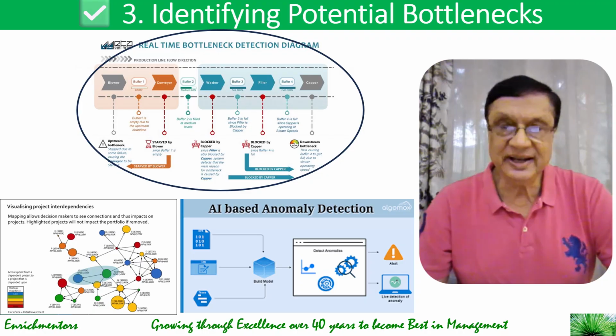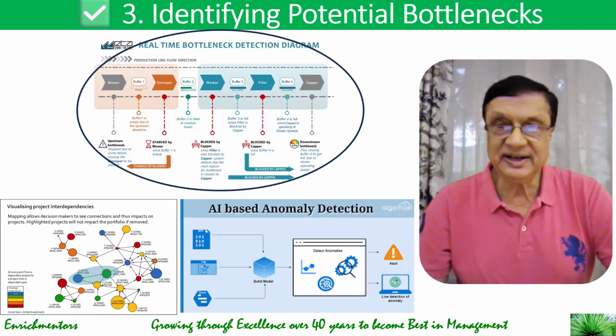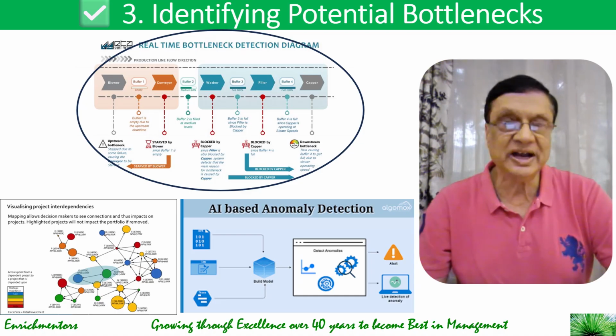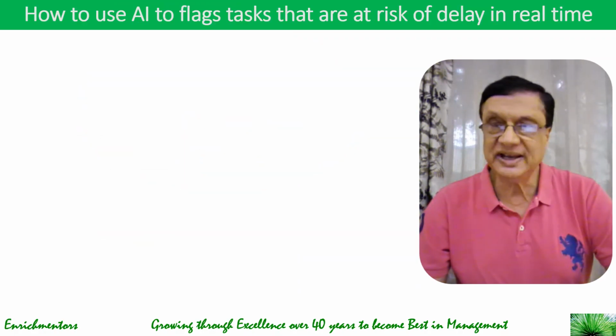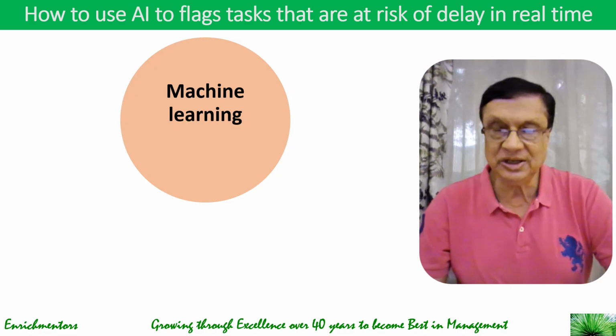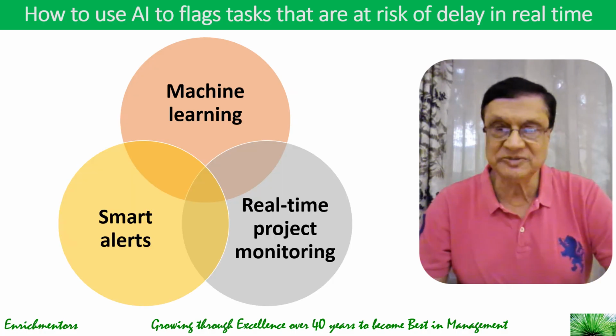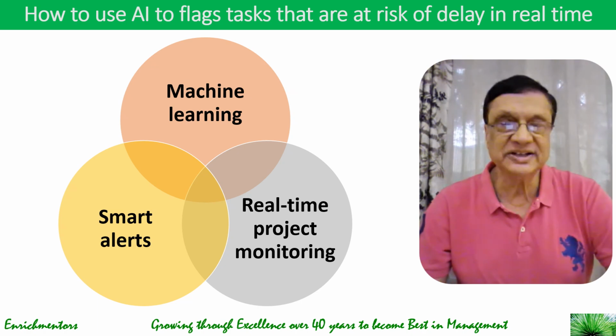So how do you think you can do real-time bottleneck detection by monitoring project velocity and dependencies and have AI flag tasks that are at risk of delay? Any thoughts on that? To use AI to flag tasks that are at risk of delay in real time, what you need to do is combine machine learning, real-time project monitoring, and smart alerts to proactively surface risks before they become blockers. Now, what exactly do you need to do? Let's take a look at the various steps that can help.